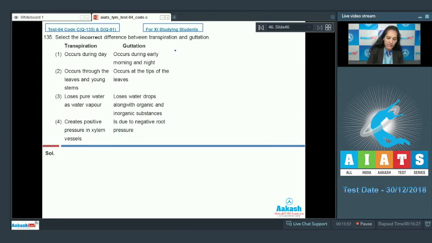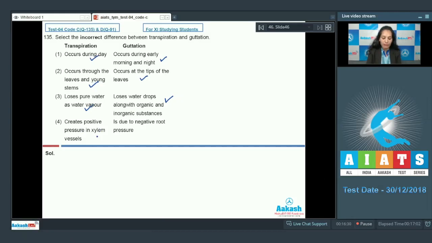Transpiration occurs during daytime. Yes, it is true. And guttation occurs during early morning and night. It is also correct. Second, transpiration occurs through the leaves and young stems. Yes. Guttation occurs at the tip of the leaves called the hydathodes. So this is also correct. Transpiration loses pure water as water vapor. Yes, transpiration loses water in the form of water vapors, but guttation loses water along with the organic acids and inorganic substances. This is also correct.